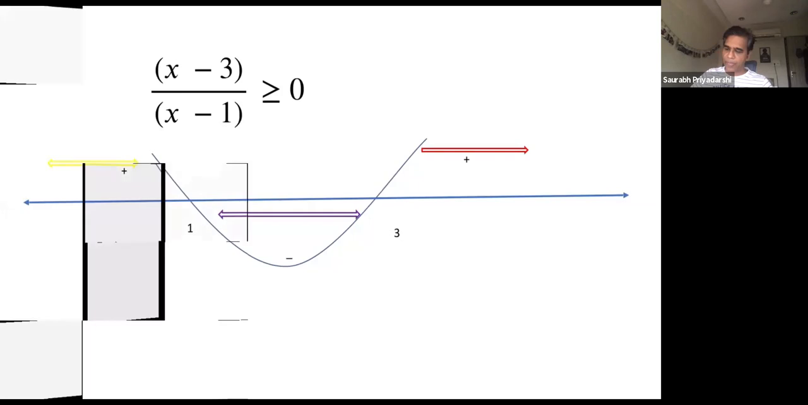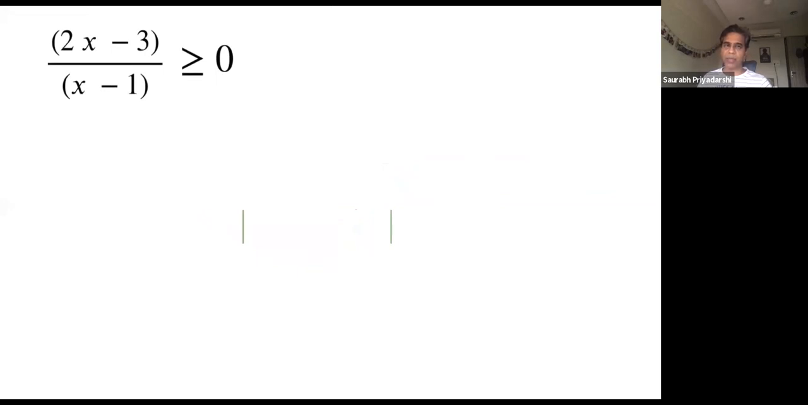Now go for this one. 2x minus 3 upon x minus 1 greater than equal to 0. Always open bracket in denominator. Done, everyone?